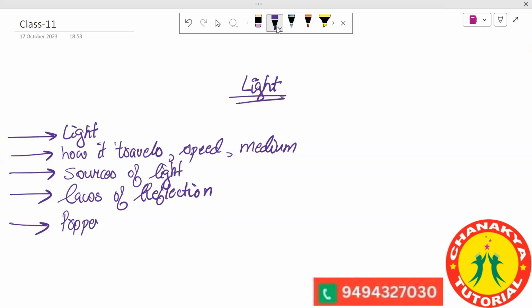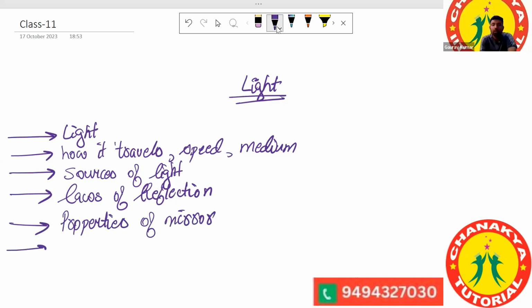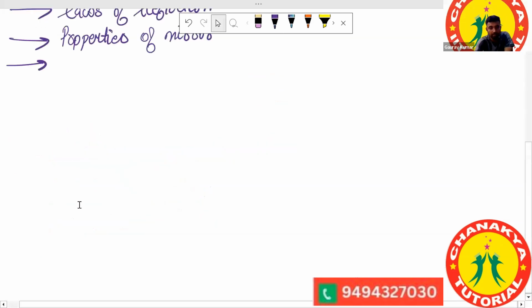Sir, and how we see. How we see, we will come to that part. There is a dedicated topic of the eye, so we will come to that part. Apart from this, did I leave anything? Okay, so next we are going to see multiple reflection.